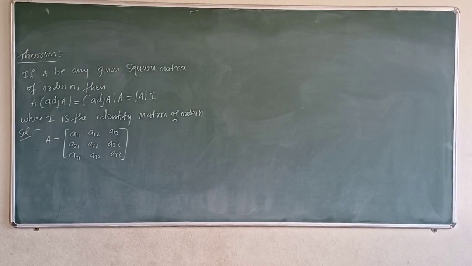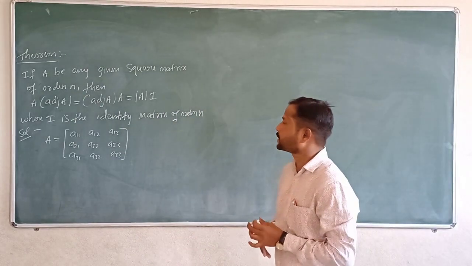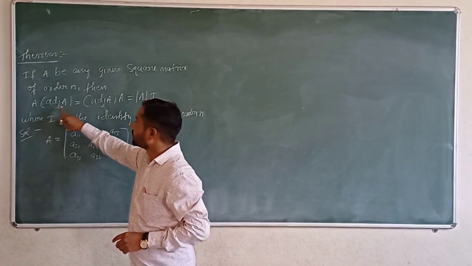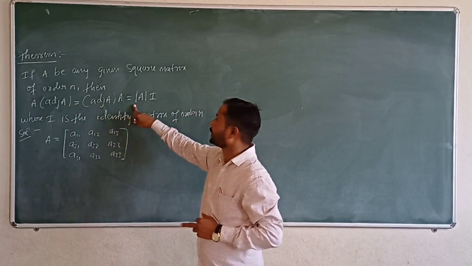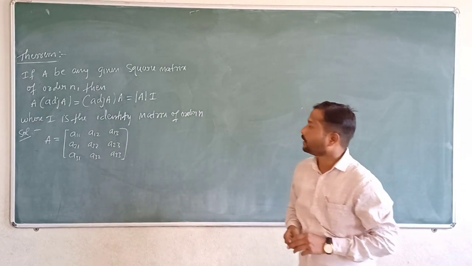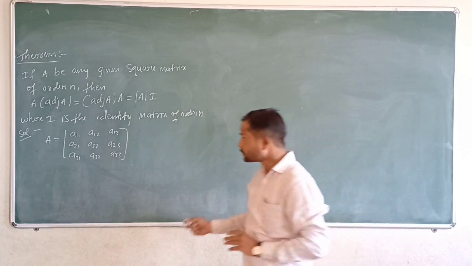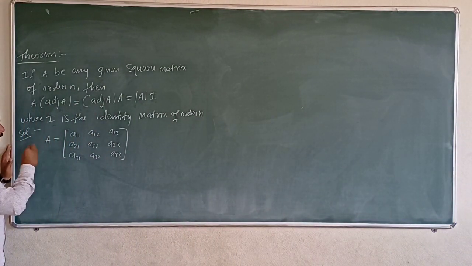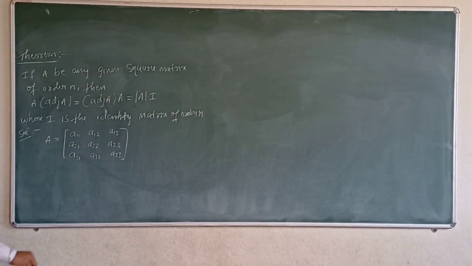Take up the next theorem. If A is a given square matrix of order n, then A into adjoint of A is equal to adjoint of A into A, which is equal to determinant of A into I, where I is the identity matrix of order n. Consider the order of matrix A to be 3, that is 3 rows and 3 columns.